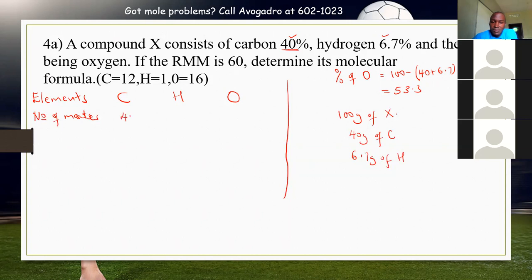So 40 as our mass over our RAM of carbon, which is 12. Then hydrogen, we have 6.7 over 1, then 53.3 over 16. So number of moles is equal to mass given divided by RAM, or Rfm if we are looking at a compound. What do we get? How many moles do we get? At least this is 6.7.